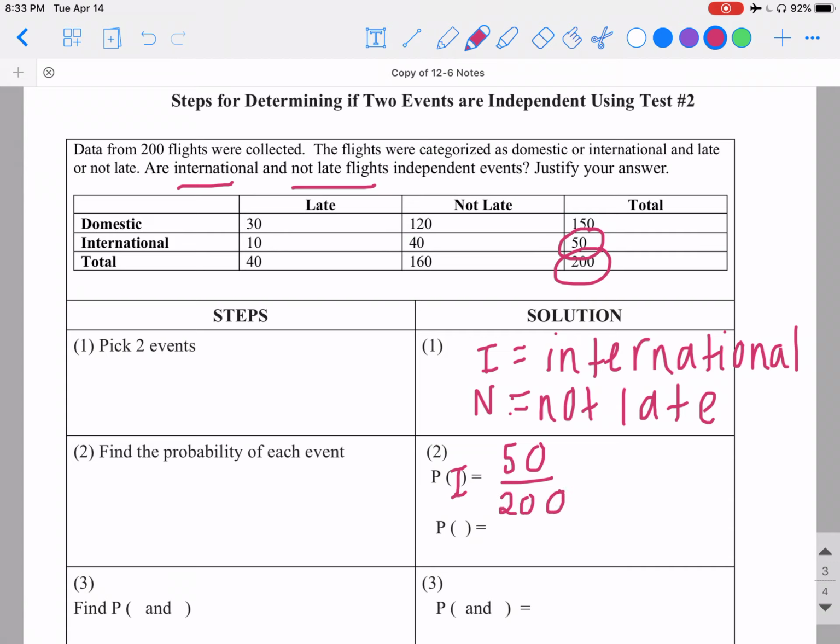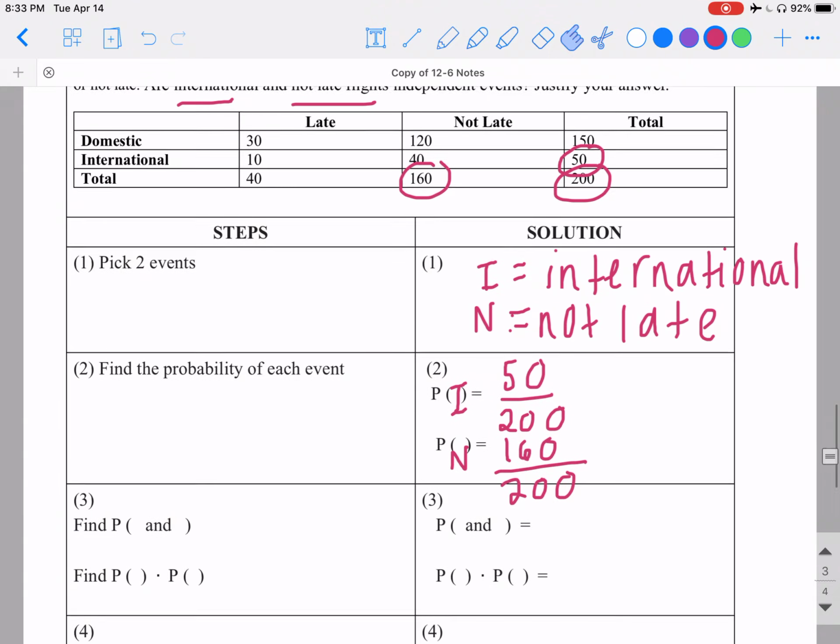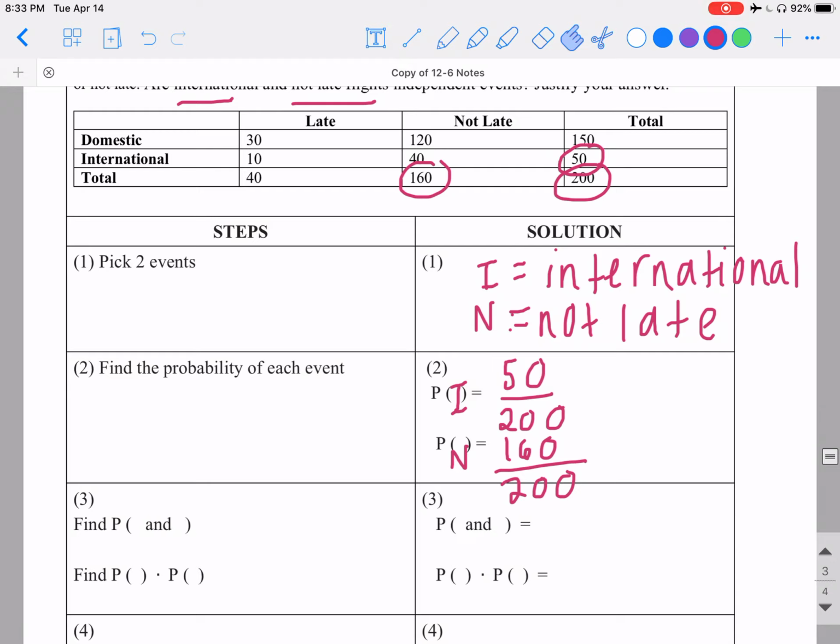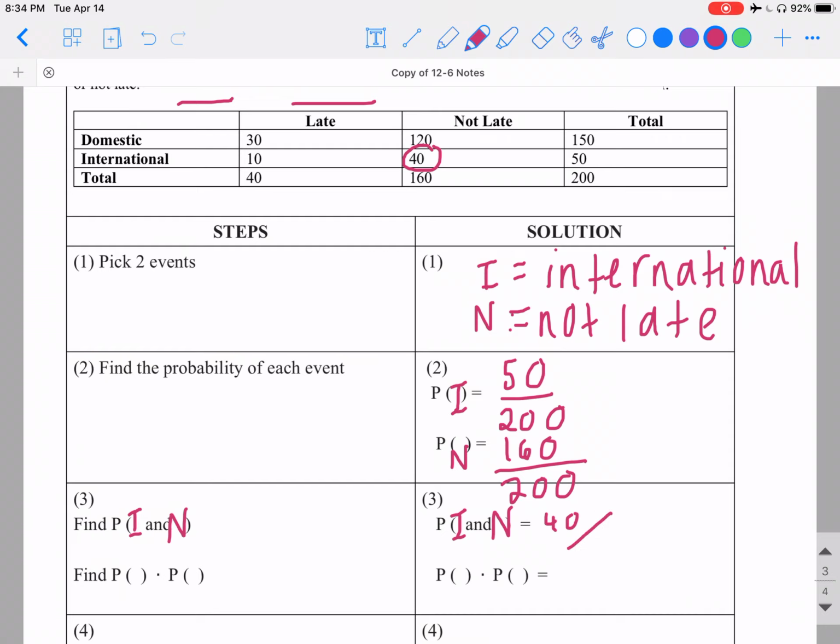And the probability of having a not late flight is going to be 160 out of 200. My next step, I want to find the probability of international and not late. Let me fill in this left side: international and not late. Let me look back in my table here. So international and not late is going to be 40 out of my total 200.